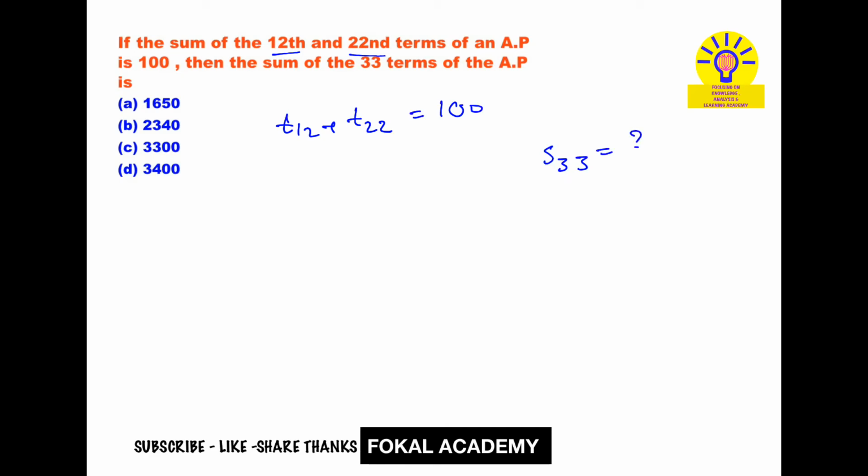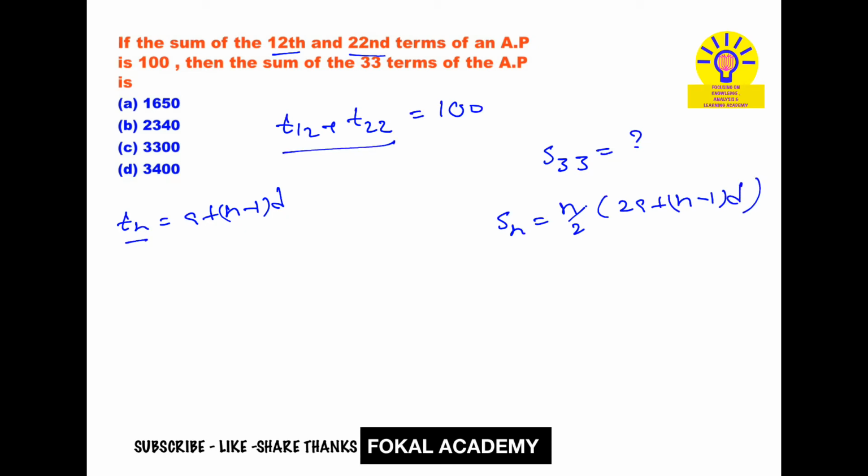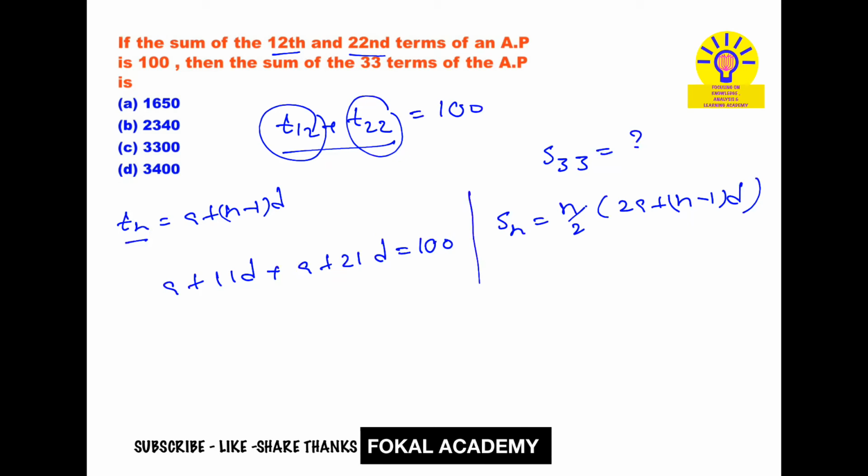We know the nth term formula, that is Tn is equal to a plus n minus 1 into d, as well as the sum of n terms formula, Sn is equal to n by 2 into 2a plus n minus 1 into d. Okay. Now add these two terms. T12 becomes a plus 11d, and T22 becomes a plus 21d, given as 100. So a plus a, 2a, plus 21 plus 11, 32d is equal to 100. So this is equation 1.